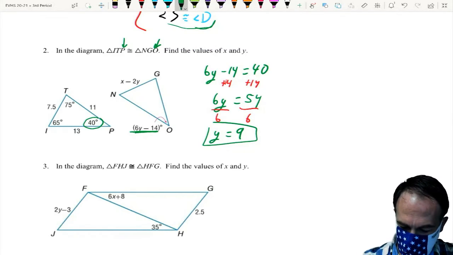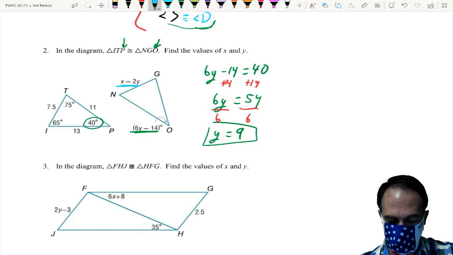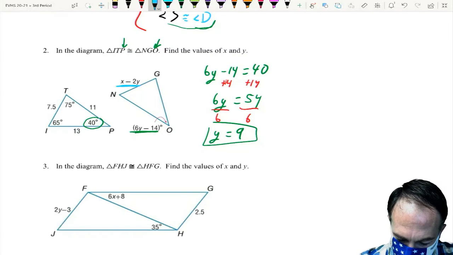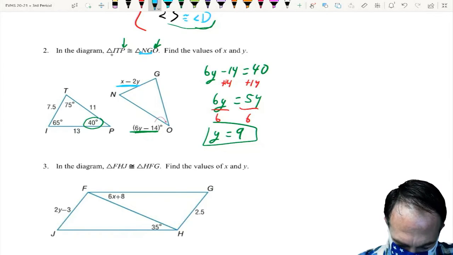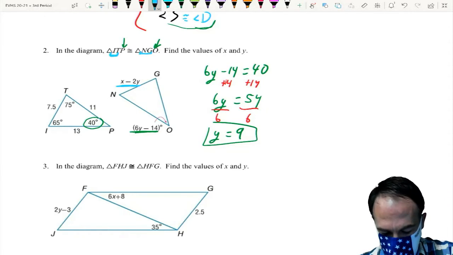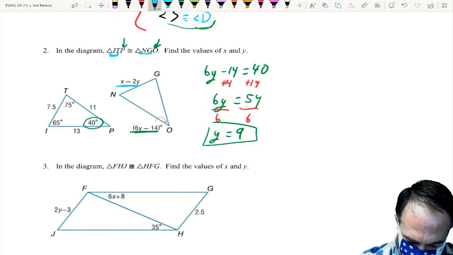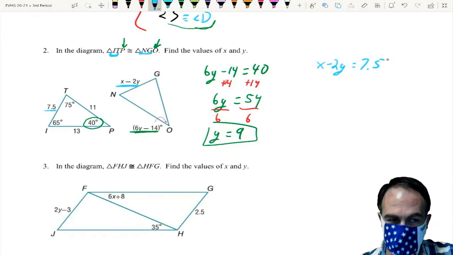Okay, now I'm going to find x. As I look at this, I see that the only equation that has x in it is over here on side NG. Now I look at my congruency statement and I see that NG is in positions 1 and 2. That also tells me that positions 1 and 2 over here, IT, NG is congruent to IT. So IT is 7.5. So I know that x minus 2y is equal to 7.5.